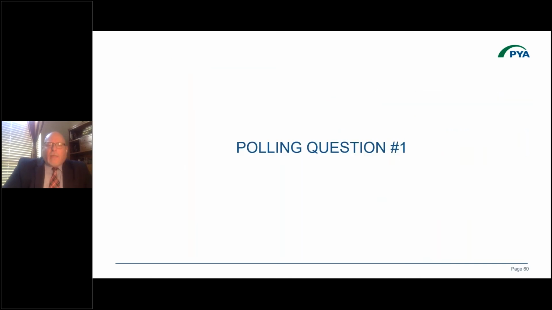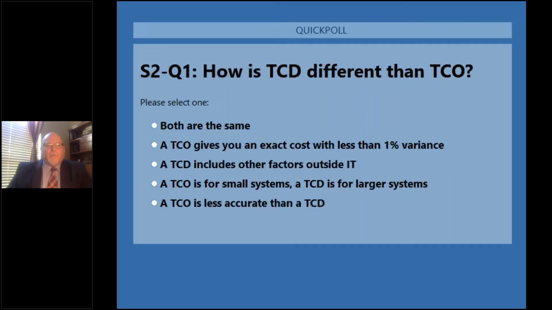Okay. Polling question number 1. Go ahead, whoever's in charge of that. The first question is, how is TCD different than TCO? Both are the same. A TCO gives you an exact cost with less than 1% variance. A TCD includes other factors outside IT. A TCO is for small systems, a TCD is for larger systems, or a TCO is less accurate than a TCD. Remember, you must fill out the polling questions in order to receive CPE credit. You will have 30 seconds to answer.